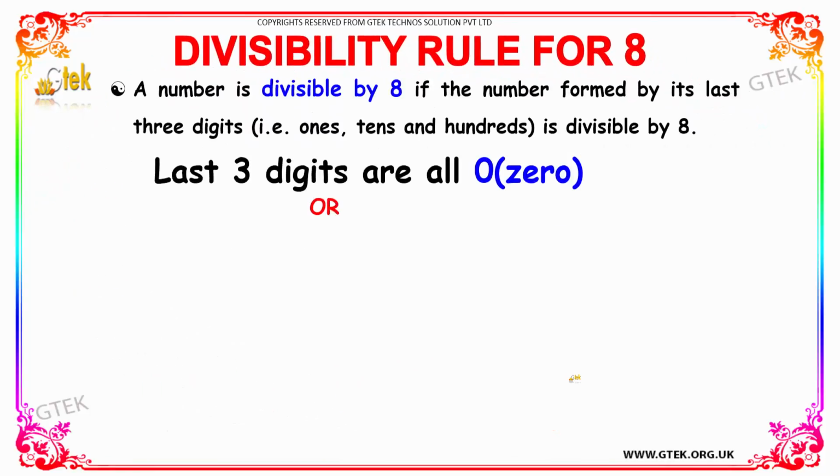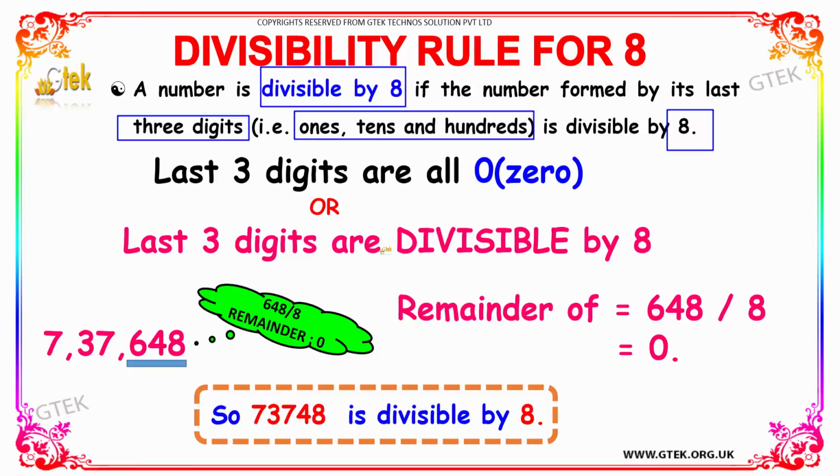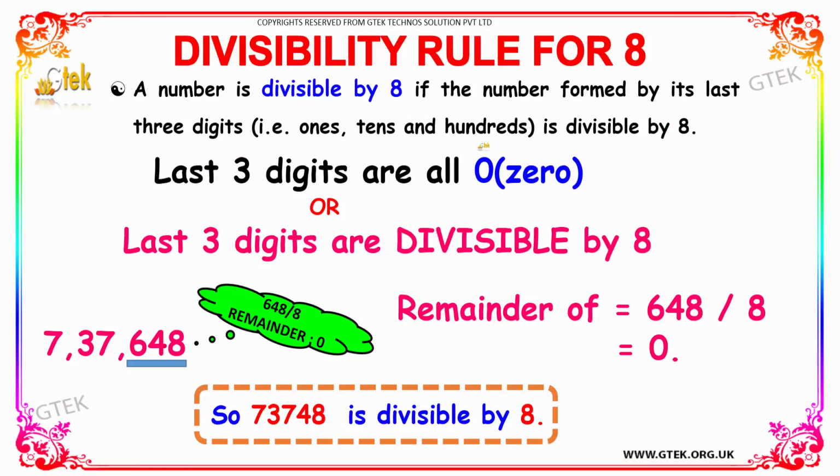Next we have the divisibility rule for 8. A number is said to be divisible by 8 if the number formed by the last 3 digits, that is the ones, the tens and the hundreds, is divisible by 8. The last 3 digits are all 0, or the last 3 digits should be divisible by 8. Only in these two conditions can we say that a number is divisible by 8.